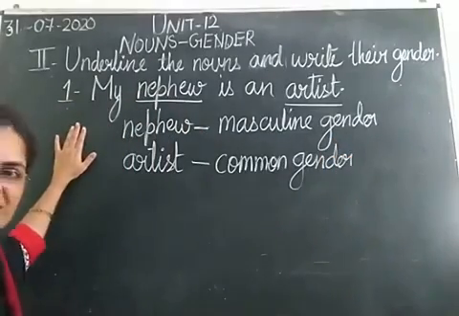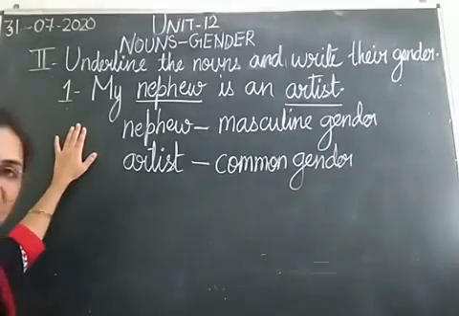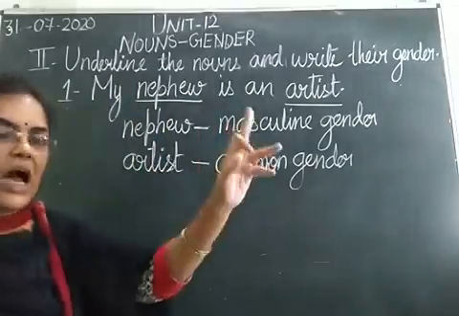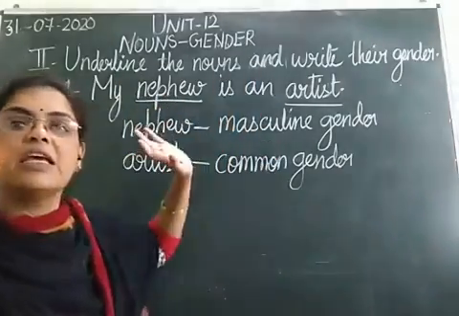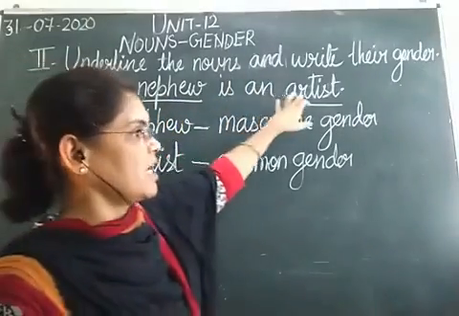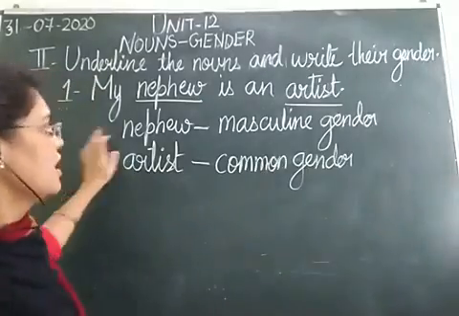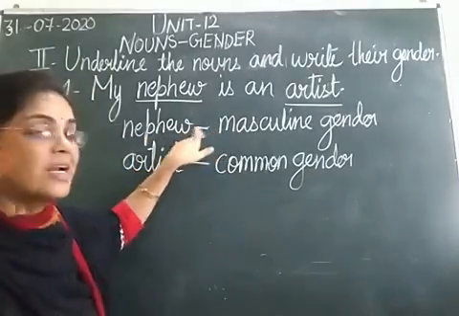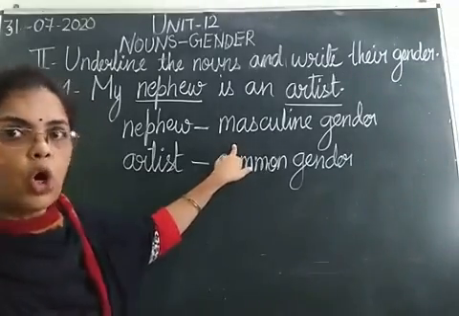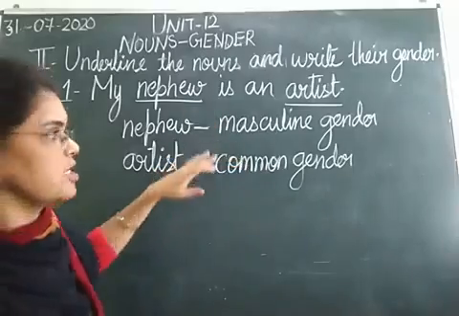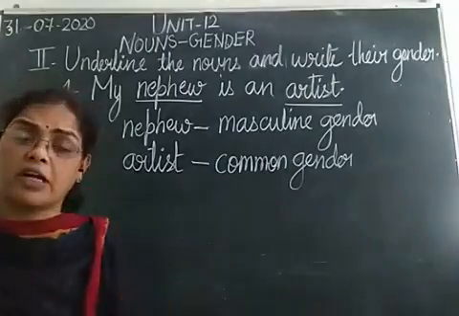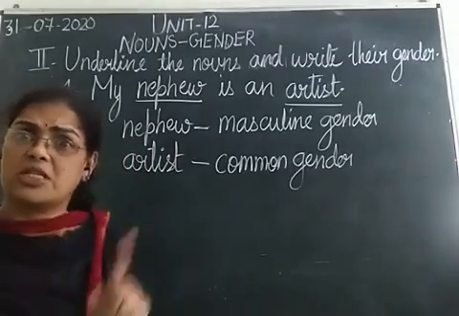So the first sentence is: my nephew is an artist. First we have to identify the noun. So we have identified and underlined the nouns. The first noun is nephew. The second noun is artist. Nephew denotes the masculine gender. It denotes the male. So क्या है बेटा? Masculine gender. And always remember, अगर आप कोई भी masculine या feminine gender identify करते हैं, try to recall कि इसका opposite gender क्या है.